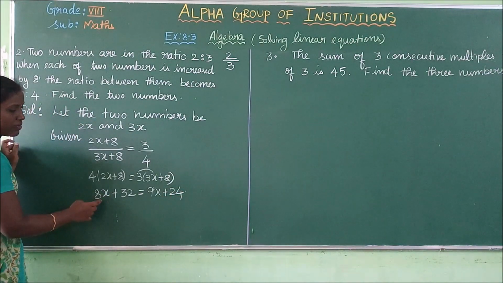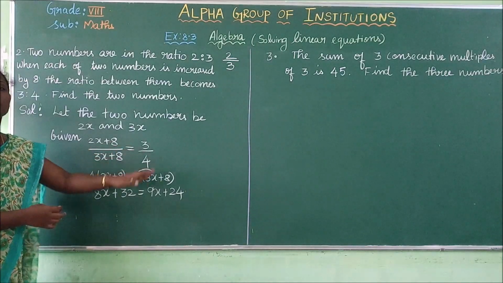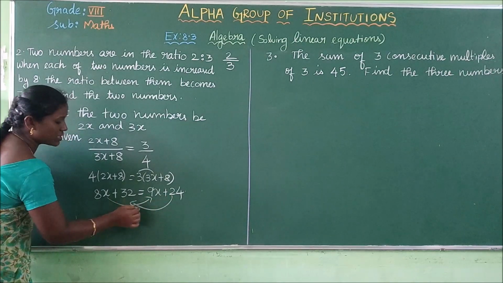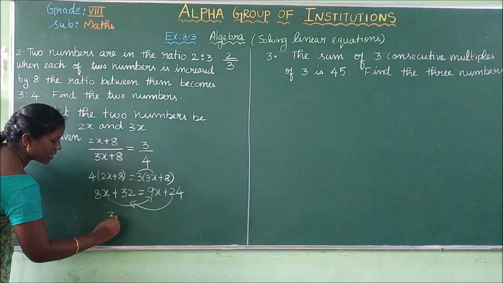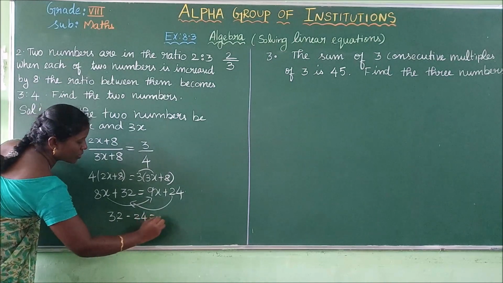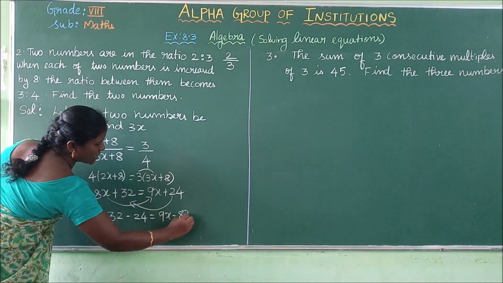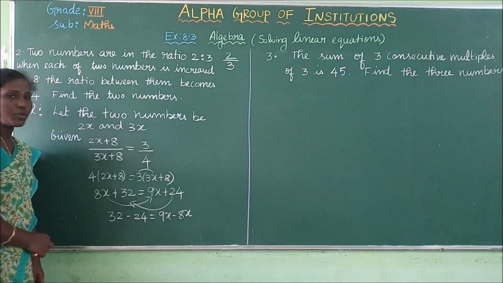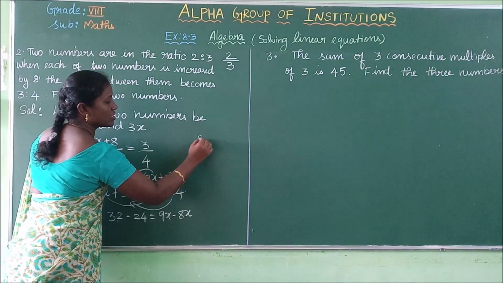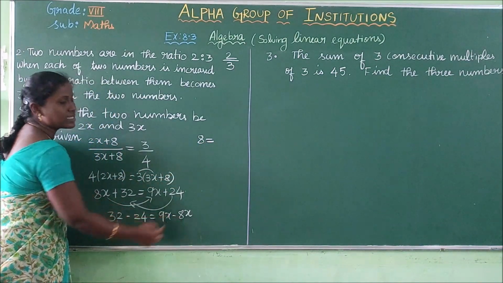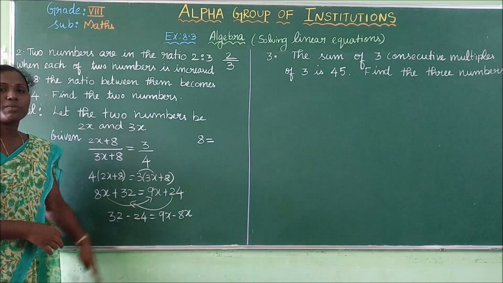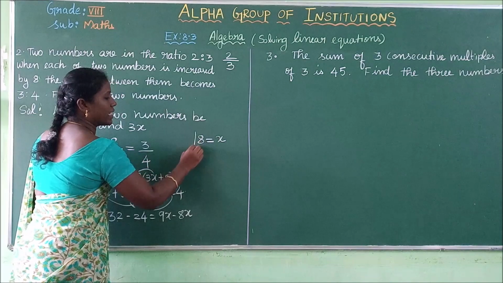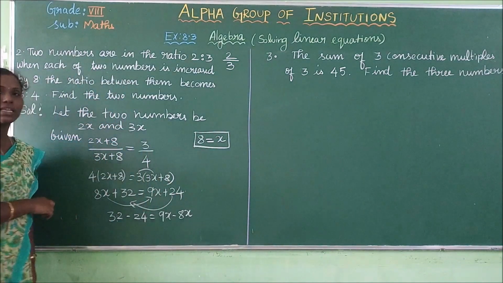Now solve this. We have to group x on one side of the equation and the numbers on the other side. So I am taking 8x to the other side of the equation and the number to this side. Okay. So we will get 32 minus 24 is equal to 9x minus 8x. Now what is 32 minus 24? 32 minus 24 is 8, equal to 9x minus 8x. They are like variables. So if you subtract the coefficients, 9 minus 8 is 1. So x is equal to 8. We can take the value x is equal to 8.